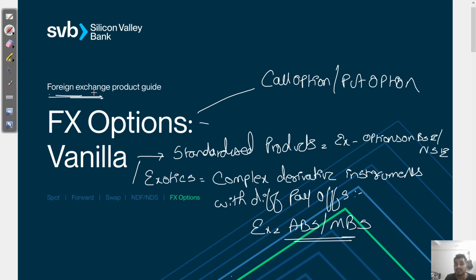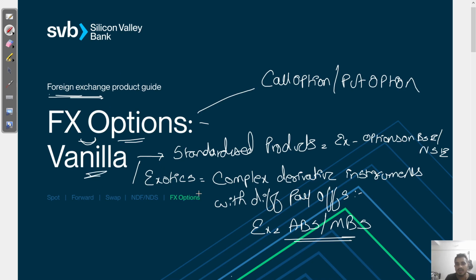And in one of my previous videos, I have also explained what are options, what are different types of options. We have call option, we have put option, they have different payoffs. So when we merge these two, we add FX and option, we get something known as an FX option. And what is vanilla? Vanilla ice cream?